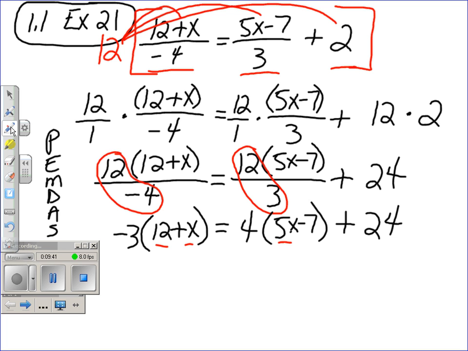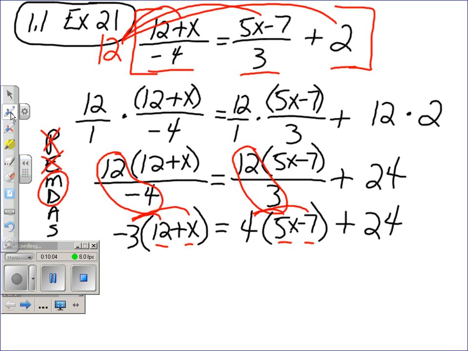Over here, the 5x and the 7. One is a variable, x, and one is a whole number, 7. They're not like terms, so I can't add them. But what I can do, I can't do parentheses. There's nobody being raised to a power. I can multiply. So I multiply the negative 3 times everything in the parentheses, and I multiply the 4 times everything in the parentheses. That's what we're getting ready to do.